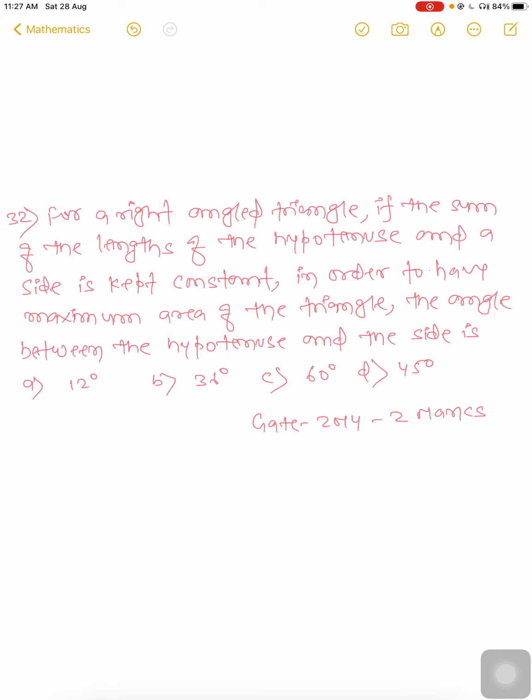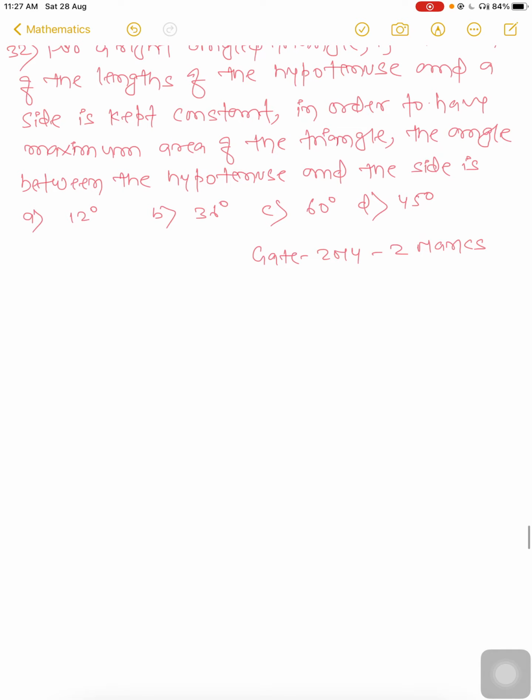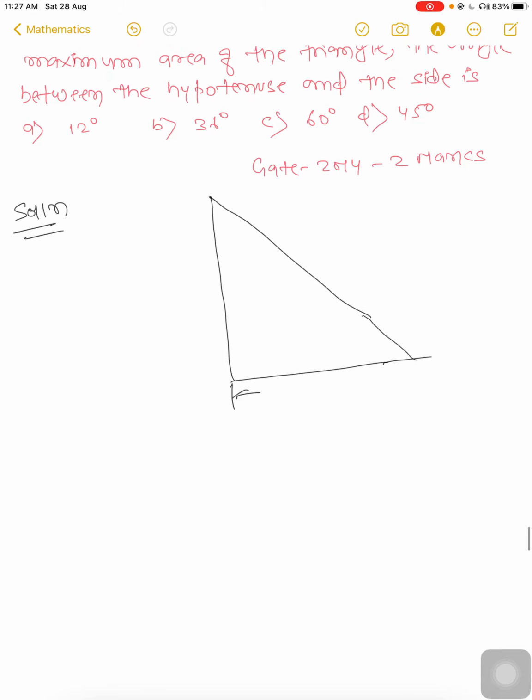the right answer. For a right angle triangle, if the sum of the lengths of the hypotenuse and a side is kept constant, in order to have the maximum area, what is the angle between the hypotenuse and the side? A right angle triangle is given. Here is the B, and this one is the H, then this is A.